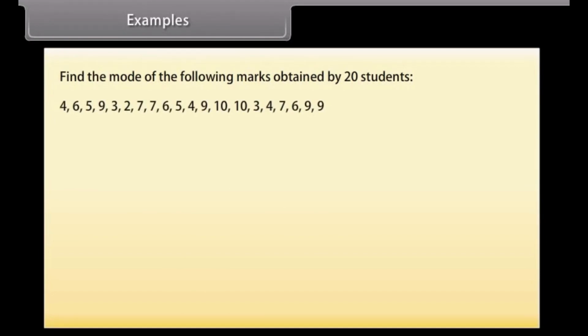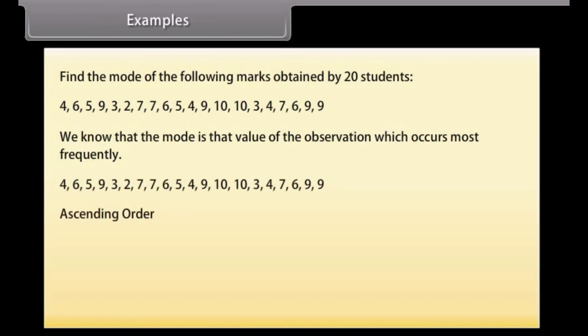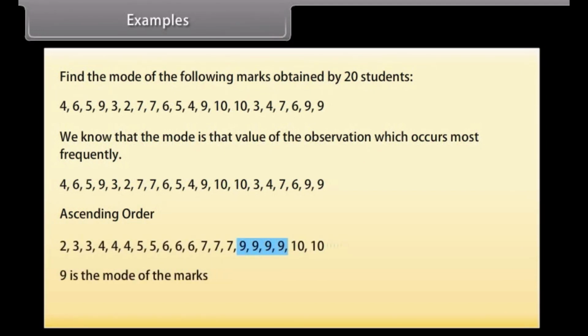Examples. Find the mode of the following marks out of 10 obtained by 20 students. We know that the mode is that value of the observation which occurs most frequently. Let's arrange these marks in ascending order. We can see that 9 is occurring most frequently. So we can say that 9 is the mode of the marks.